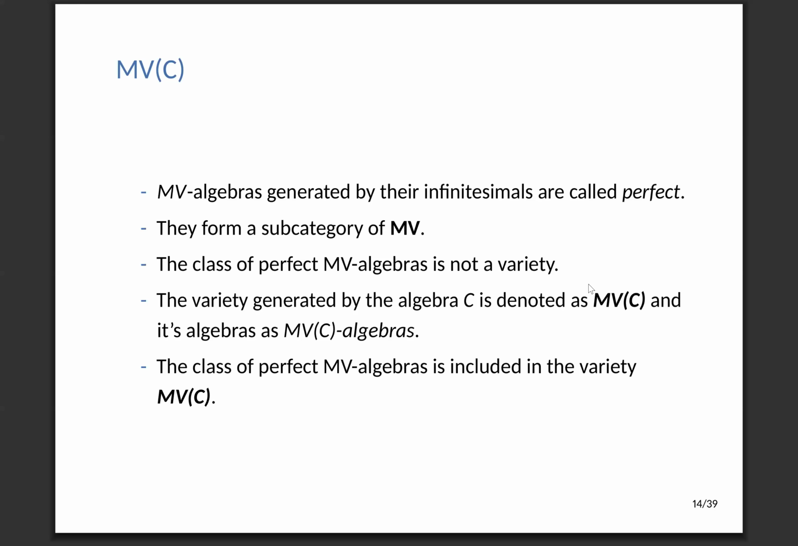And every algebra generated by infinitesimals has a special name. They are called perfect MV algebras. They form a subcategory that is not a variety, but we consider the subvariety of MV algebras that is generated by the algebra C, and we denote it as MVC. As we know, the class of perfect MV algebras is included in the variety MVC.